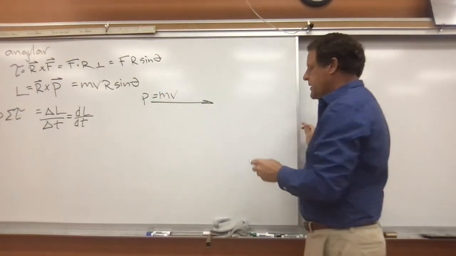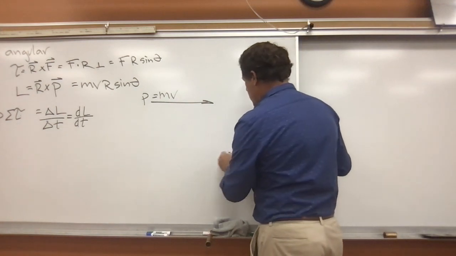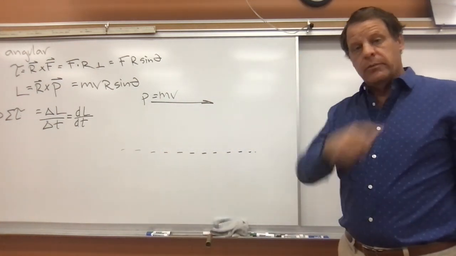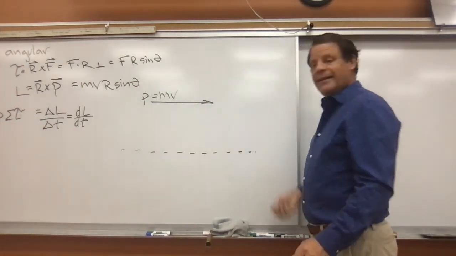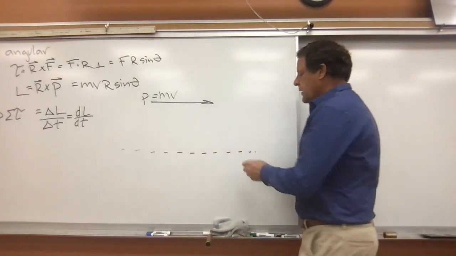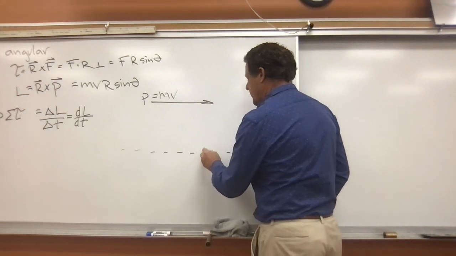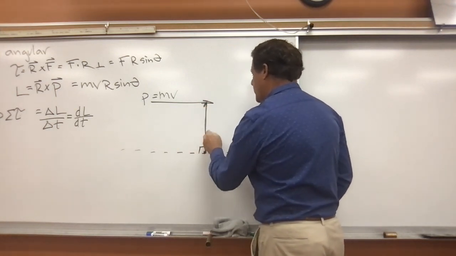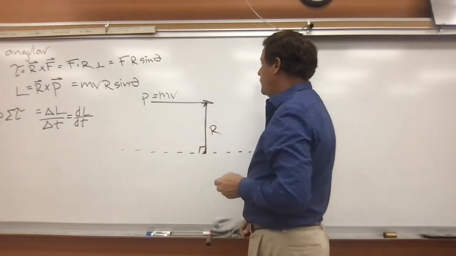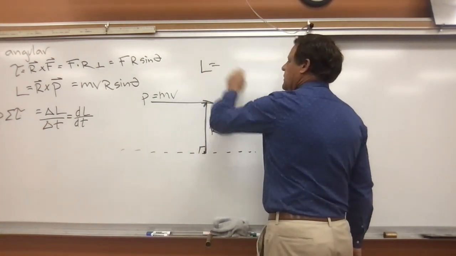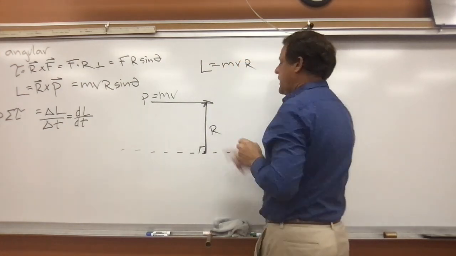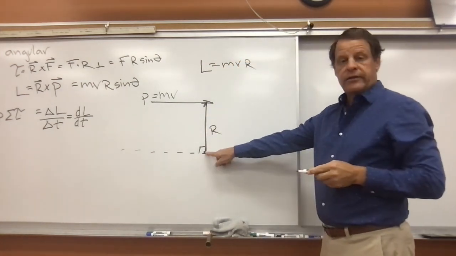So if we have a mass times velocity, a momentum that's cruising along in this direction, and I want to know what is that angular momentum with respect to this line right here, then that perpendicular would be the r. So the L would equal mvr if that is at a right angle.